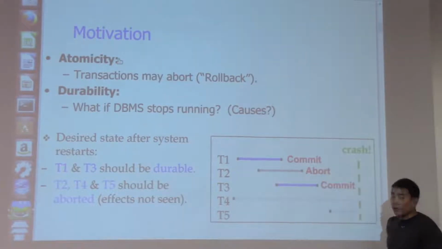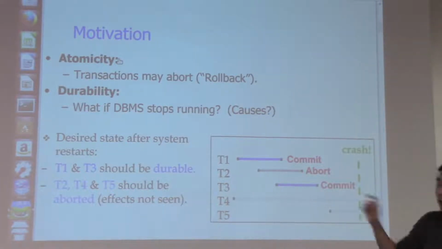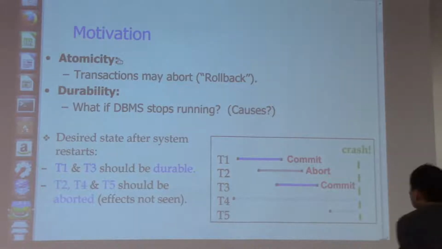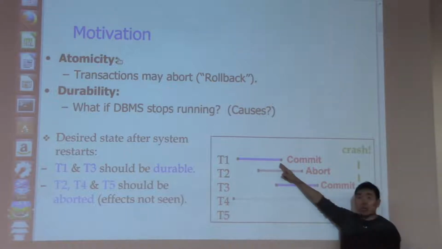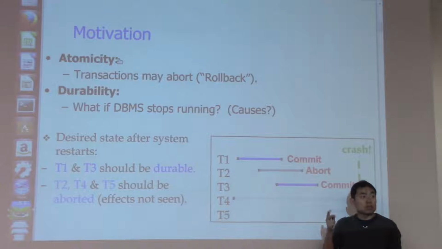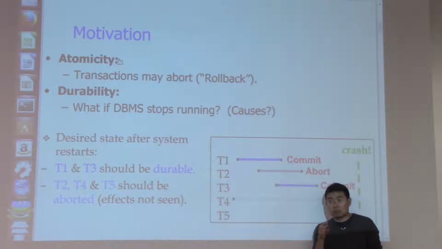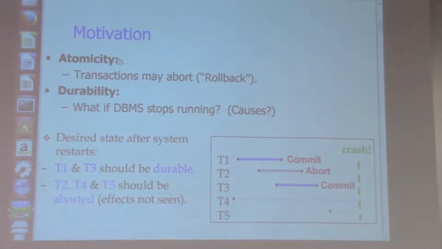What about T1 and T3? Do you need to do anything about them? Well, you need to ensure durability, meaning that the changes made by T1 and T3 are permanently reflected in your database. This is not so obvious from the beginning, because you may argue, is it the case that when T1 and T3 commit, the changes made by those transactions are permanently reflected on disk already? The answer is no. That's not the case, because we have the buffer manager.